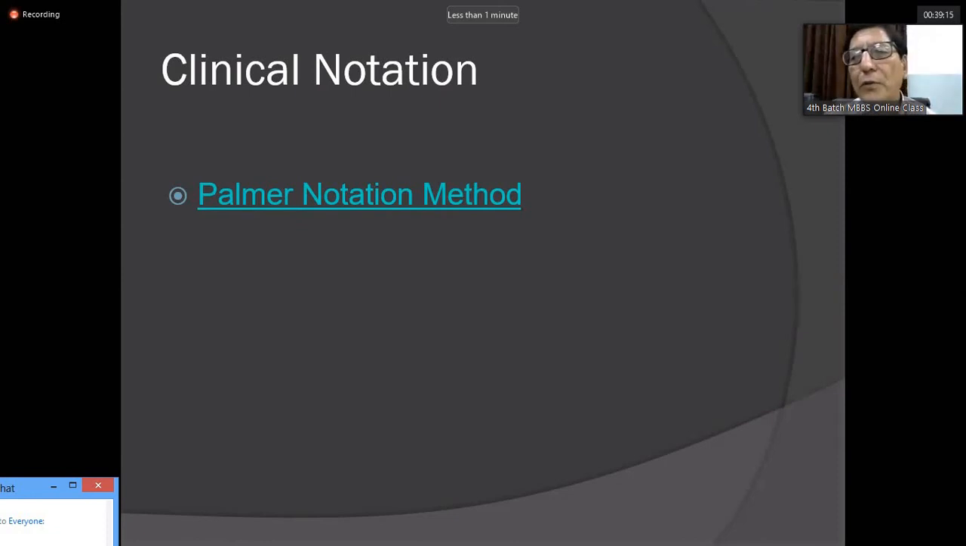So you may get patients from different countries coming to you with charts which they have noted down in their countries, and you should be able to understand them. If you understand only one method, you'll get confused when somebody comes from another country. So let me explain the different types of notations you can use, and I'll also tell you which we usually use here.